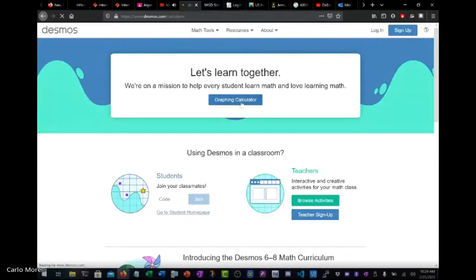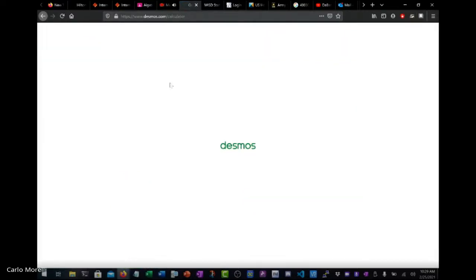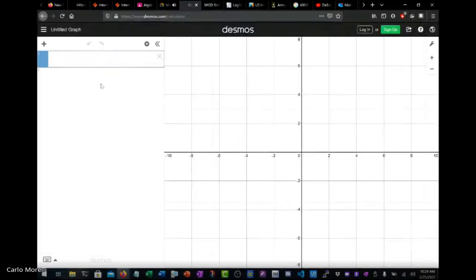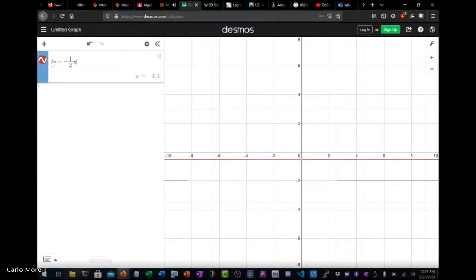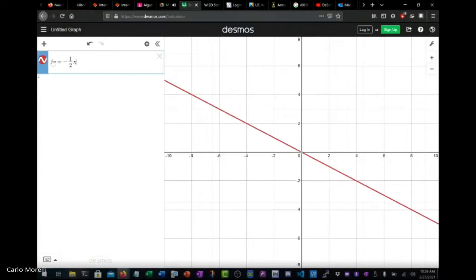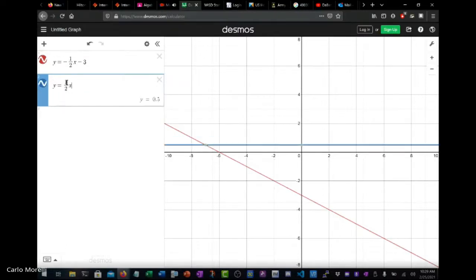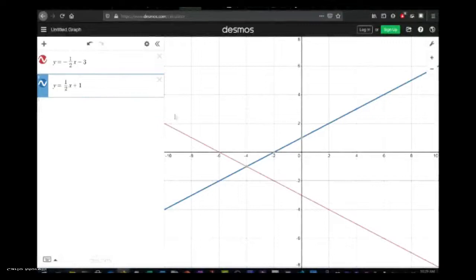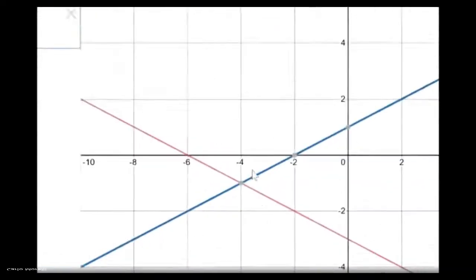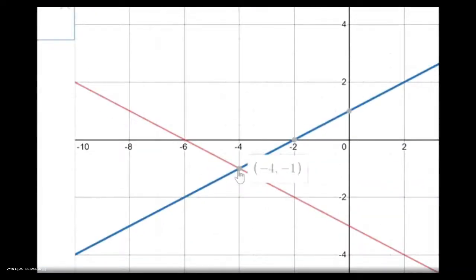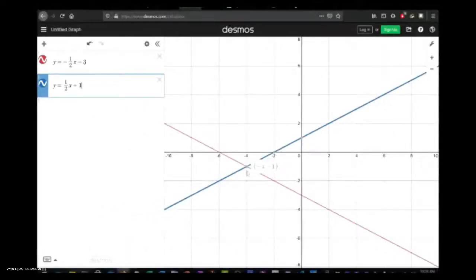Okay, so what we're going to do is start learning about systems by actually graphing the system, and I want to show you what the solution to the system actually looks like. So we're just going to type in what we were given, y equals negative 1/2 x minus 3. And then you see there's the line. And then we got y equals positive 1/2 x plus 1. The solution to the system is where these lines cross. See that right there? That is the solution to the system.